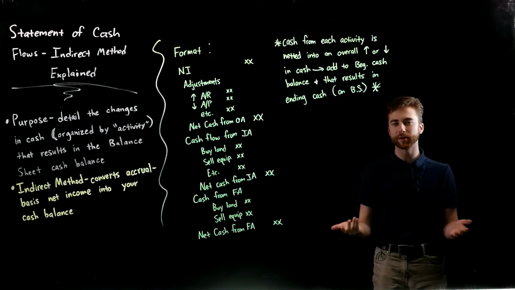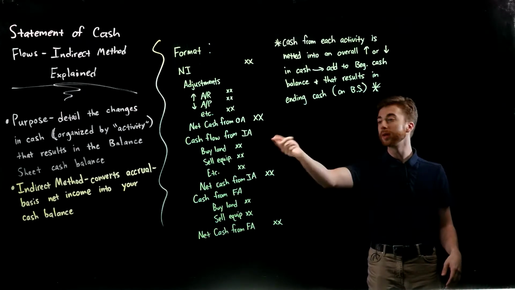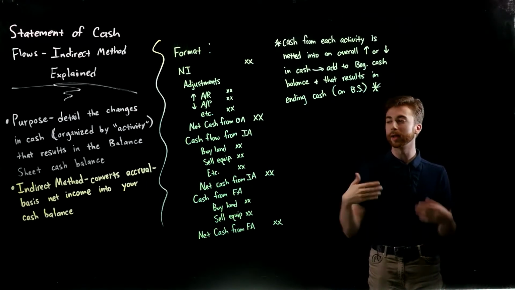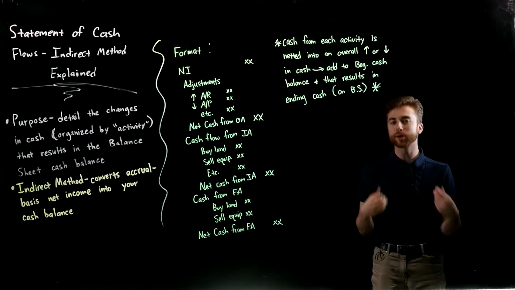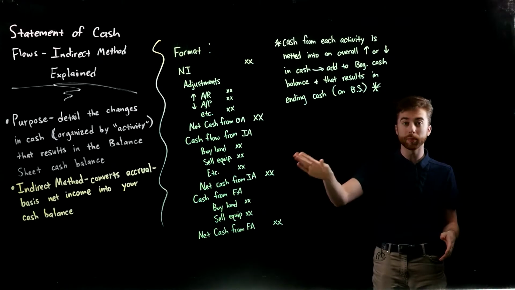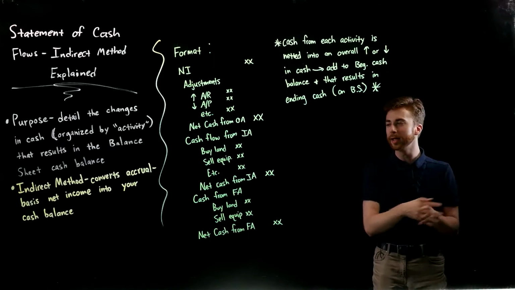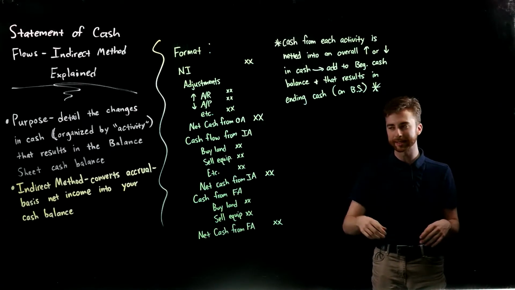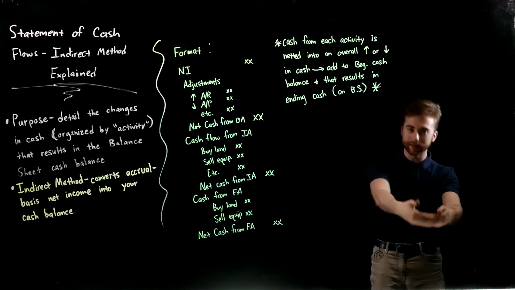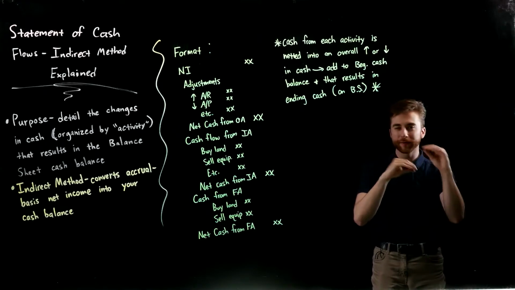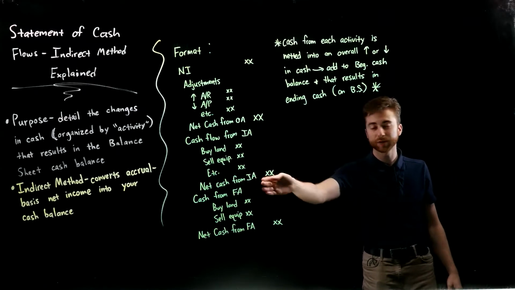It's literally just a matter of looking at certain accounts and going, okay, for instance, with investing activity, we bought some land. When you buy land, or any sort of long-term asset, that's going to be considered an investing activity, assuming that you bought it in cash. That would be a cash outflow. Selling equipment is an investing activity. That'd be a cash inflow. And all of those are going to net out into a net cash from investing activity.